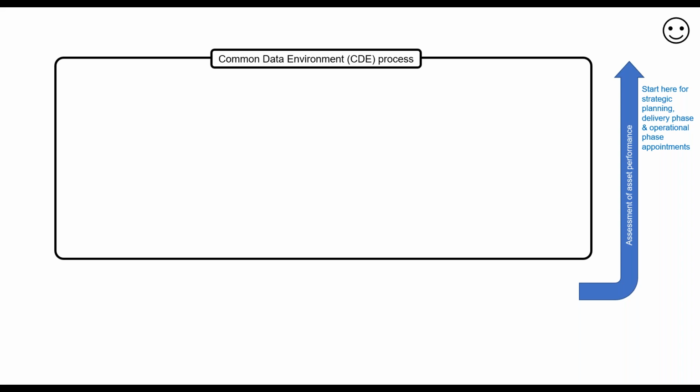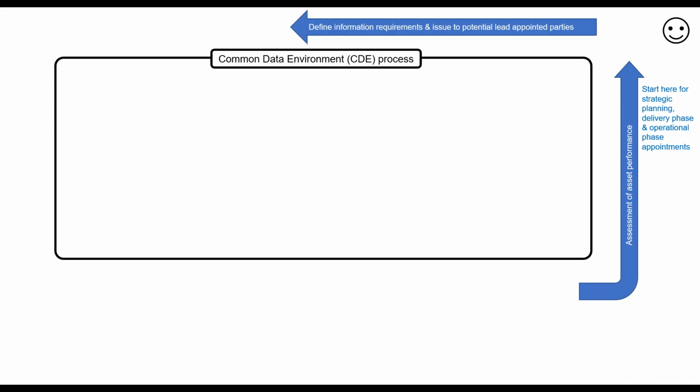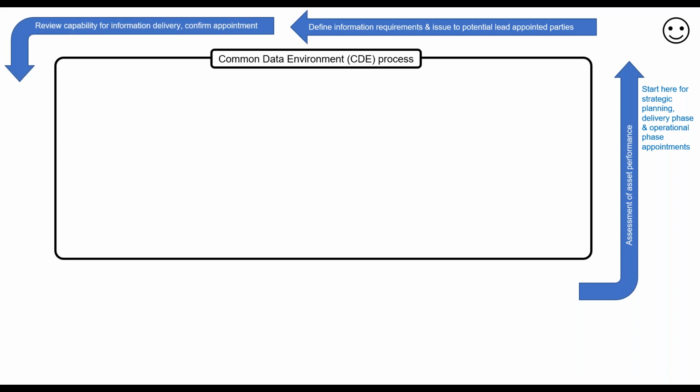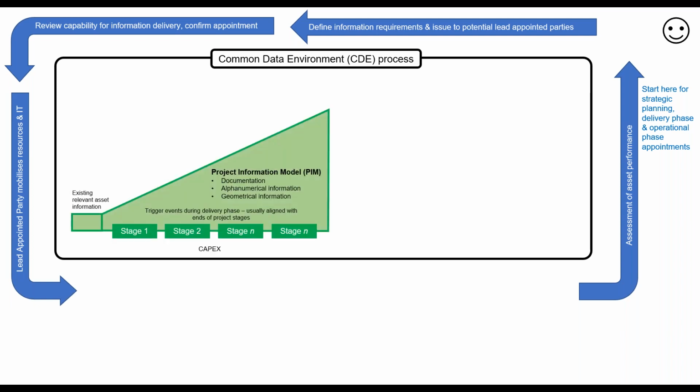effectively procure and implement a common data environment process, and it says process there. So we'll come on to the CDE shortly, but have somewhere where you can go out to tender and start to receive responses. First thing then clients should be doing is defining their information requirements and then issuing those to potential lead appointed parties, so to their core supply chain. Then those lead appointed parties will confirm and respond with their capability to deliver that information. The appointment is then confirmed, and then that lead appointed party will need to mobilize the resources to start delivering the project. So then we come to the CapEx space, the capital delivery phase.